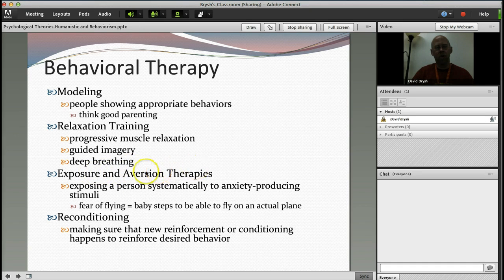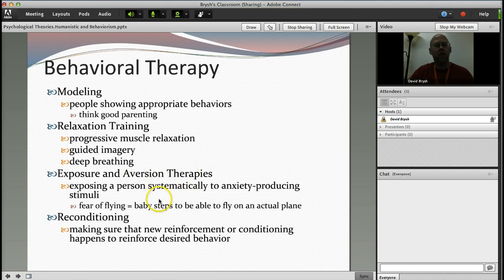There are exposure and aversion therapies. These are very popular. If you have a fear of flying, for instance, you would systematically expose a person to the frightening thing, in baby steps, until that person gets over it. My example here is fear of flying. First, we might go and watch some planes take off and land, and talk about how much anxiety you have over that.